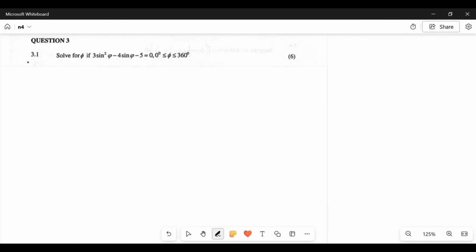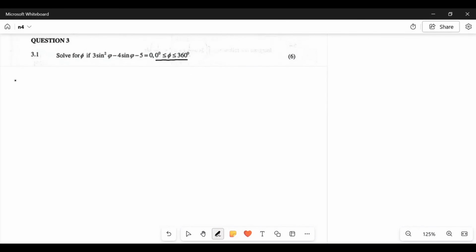All right, guys, here is our 3.1. Let's read the question and solve this problem. They want us to solve for theta if 3 sine squared theta minus 4 sine theta minus 5 is equal to 0. We are given the restriction, or the domain: theta should be greater than or equal to 0, but less than or equal to 360. From 0 to 360 is actually one cycle, so we're going to consider all 4 quadrants of the CAST diagram.